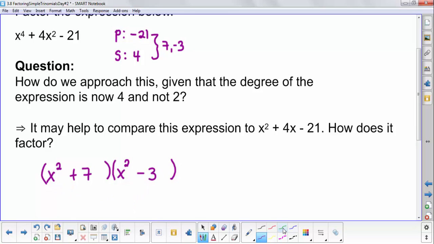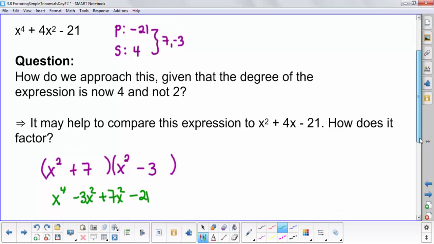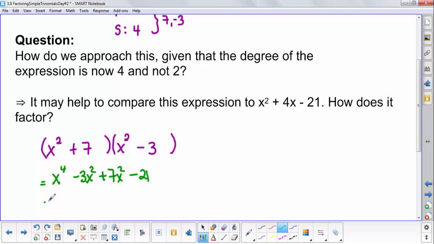Okay, and always if you feel uncomfortable about your answer, double check and distribute. So x squared times x squared, x squared times negative 3, 7 times x squared, oh, I forgot the squareds here, and finally 7 times negative 3. And if we simplify our work, we actually end up with the original question. Okay, so the trick there is to use x squareds instead of x's.